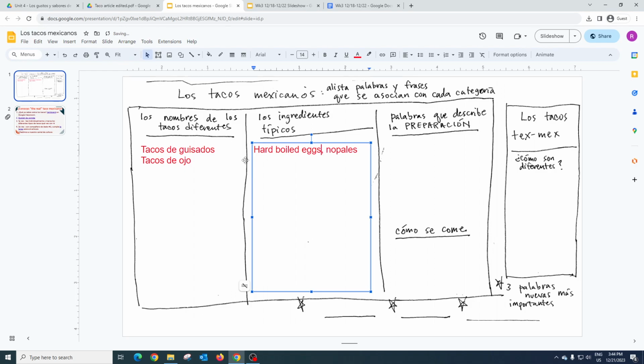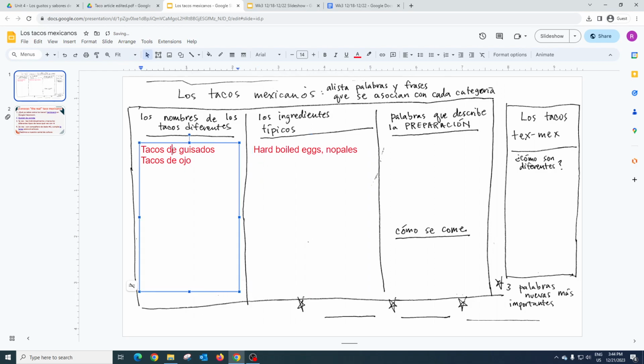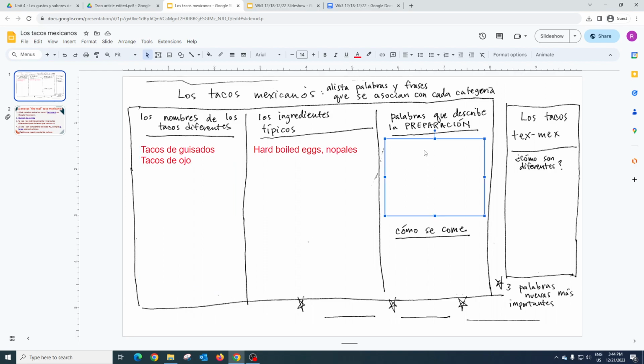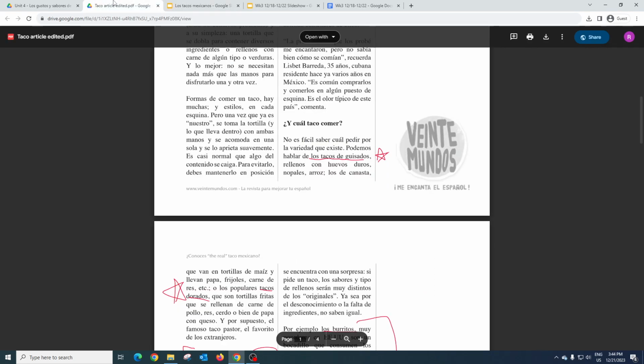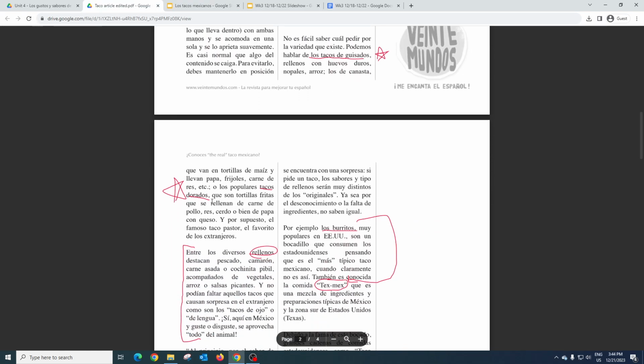I'll probably try to include that in some of my information. The taco names you'd keep in Spanish though. Palabras que describen la preparación. So like relleno, which again I'm not going to give you that word right now. Hopefully you wrote it below or on the side when I was talking about it in class. Relleno. I'm trying to think if there's really a ton of other ones.